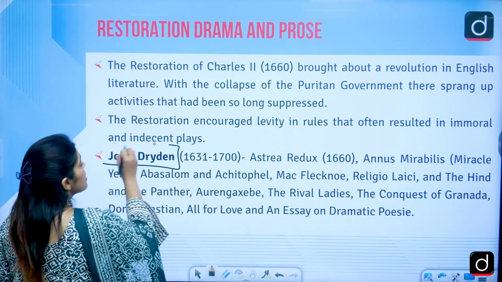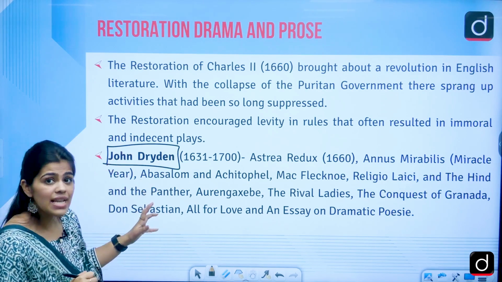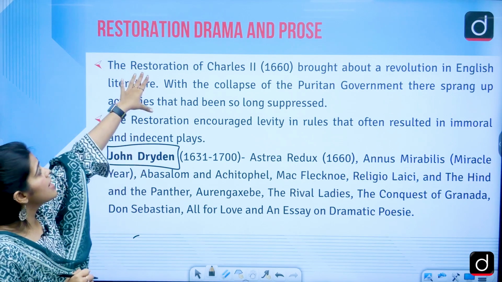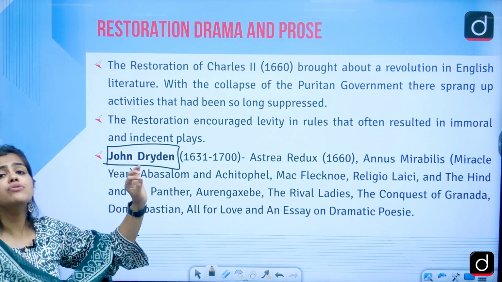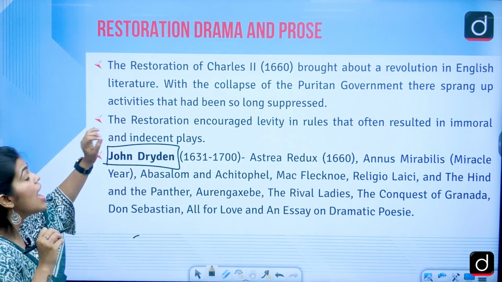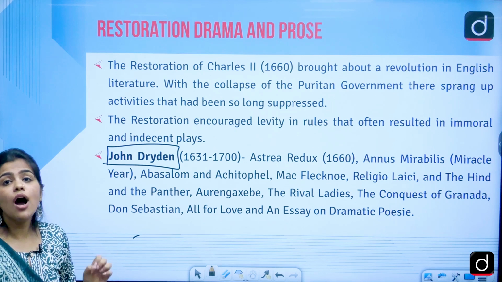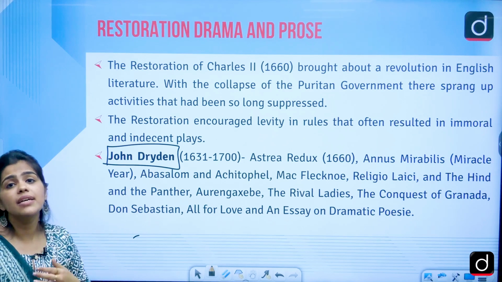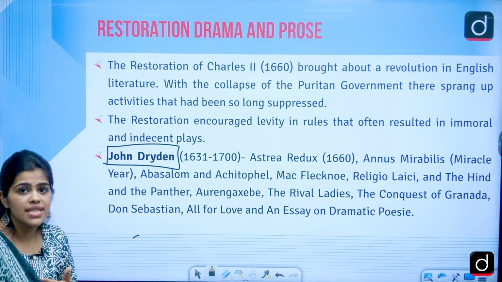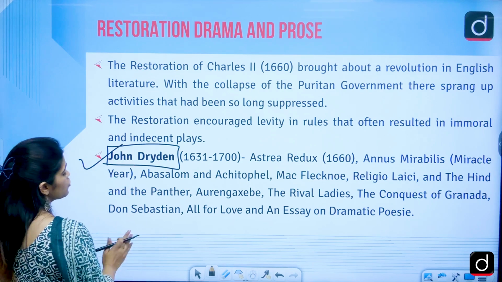So we have none other than John Dryden, whom we will be studying in greater detail. This is the period, the restoration of Charles II in 1660, that brought a revolution in English literature, and the collapse of Puritanism was seen. And now you will see how the restoration of the king will bring back the theatres which were closed in the Elizabethan period, right?